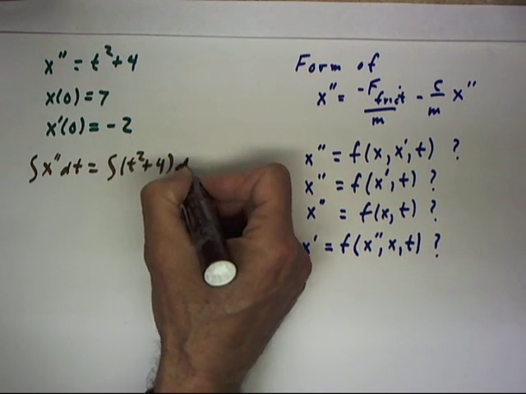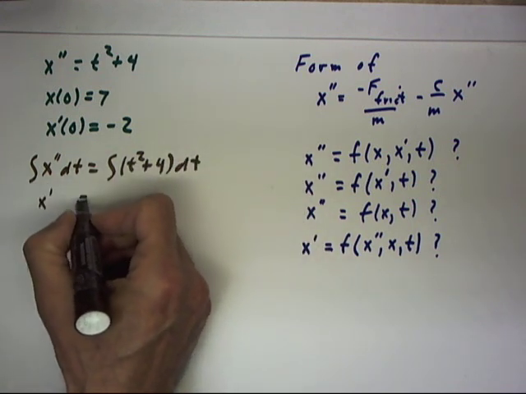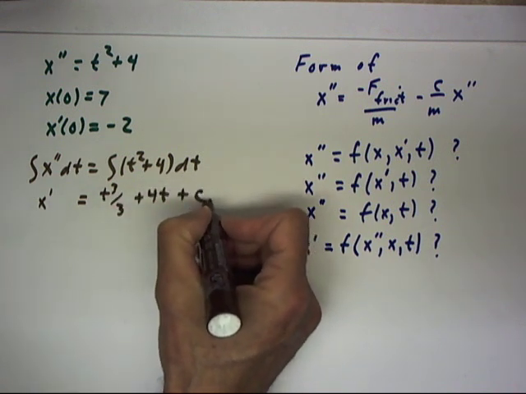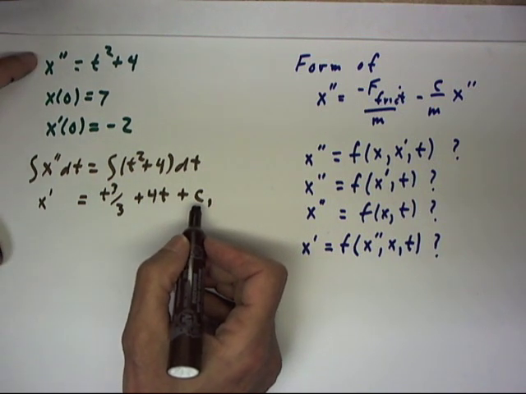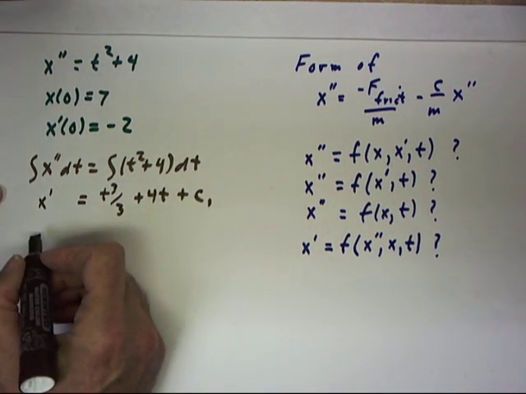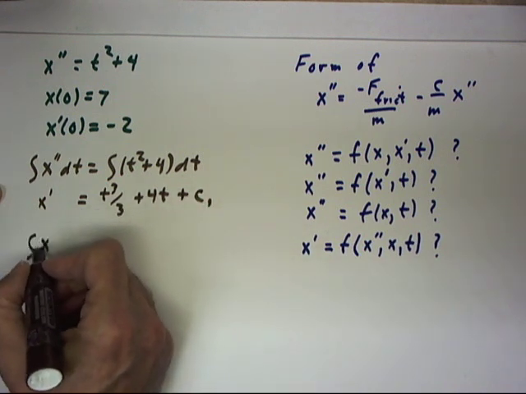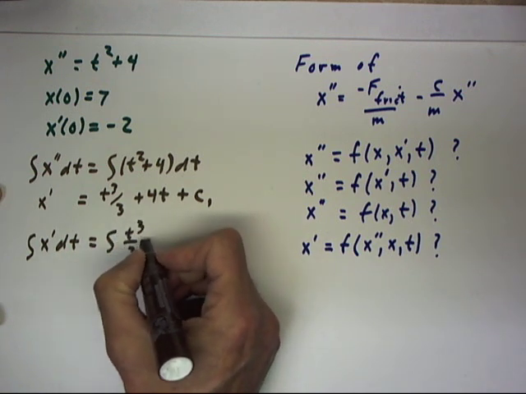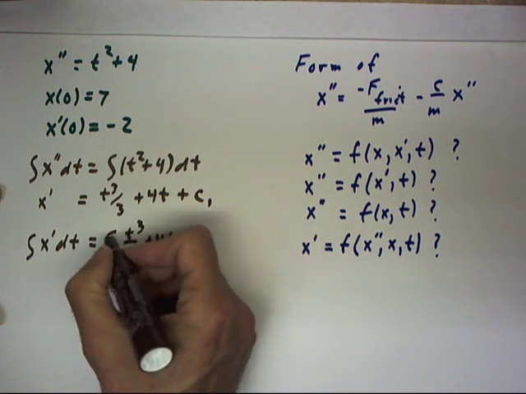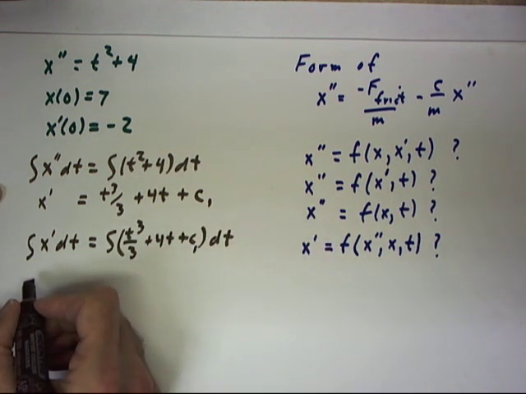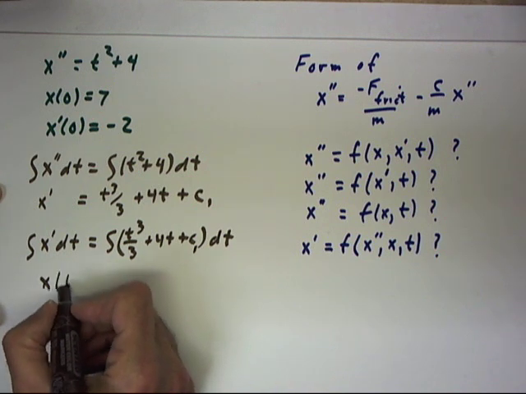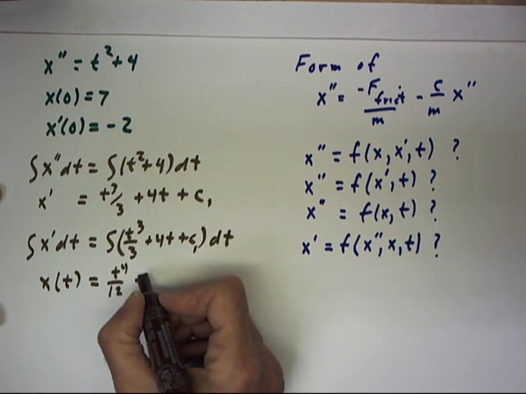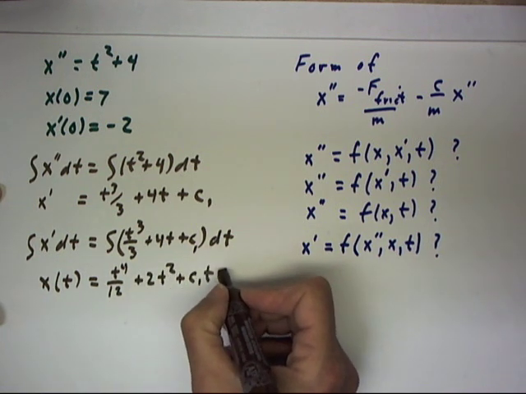plus 4 with respect to t, giving us x prime equals t cubed over 3 plus 4t plus a constant, anticipating that we're going to get two constants because we get two integrations. I'm going to call this constant c1. Now I'm going to integrate this function, both sides. Integral of x prime dt equals the integral of t cubed over 3 plus 4t plus c, make that c1 dt, and that's going to give me x of t equals t to the 4th over 12 plus 2t squared plus c1t plus c2.